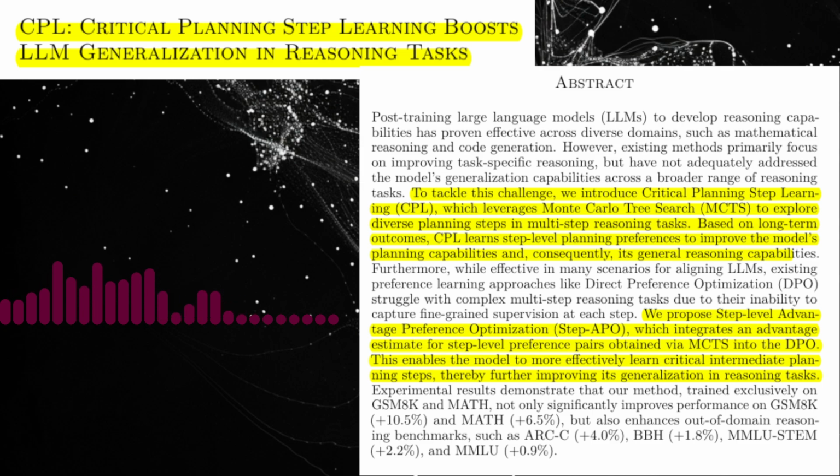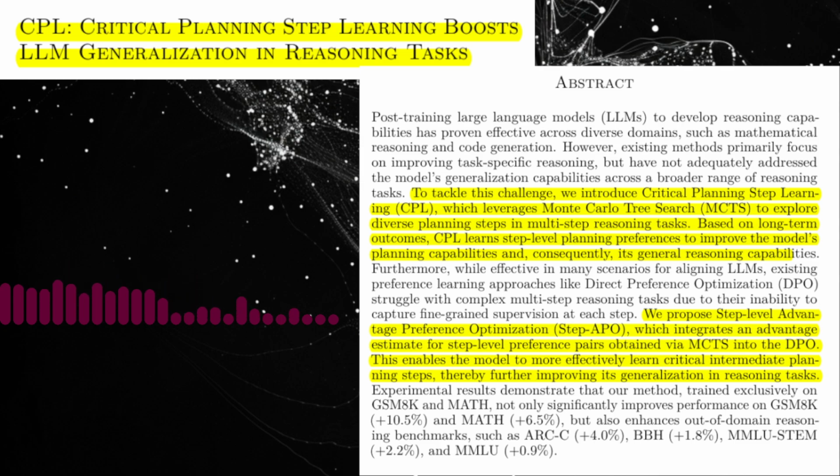How does CPL address this challenge? CPL tackles this by focusing on learning effective planning strategies. The idea is that by learning how to break down complex problems into smaller, more manageable steps, LLMs can develop more generalizable reasoning skills. CPL leverages Monte Carlo Tree Search, MCTS, to explore different planning steps and learn preferences for these steps based on the final outcome.